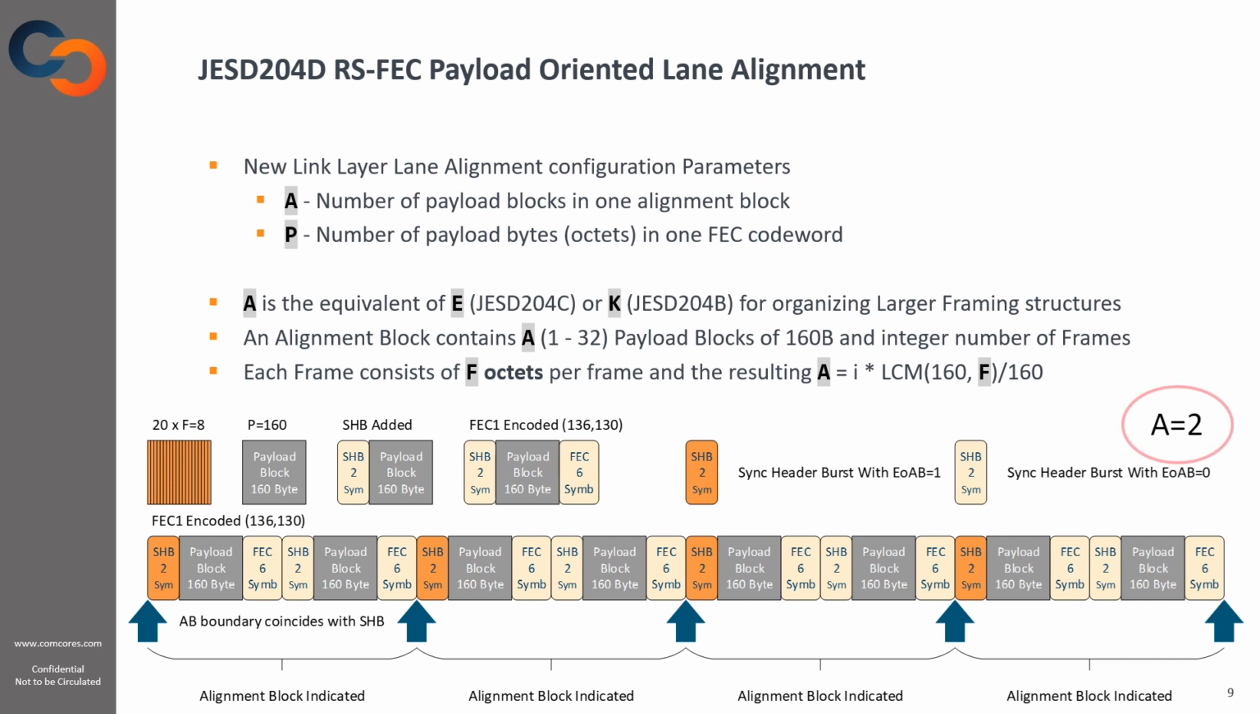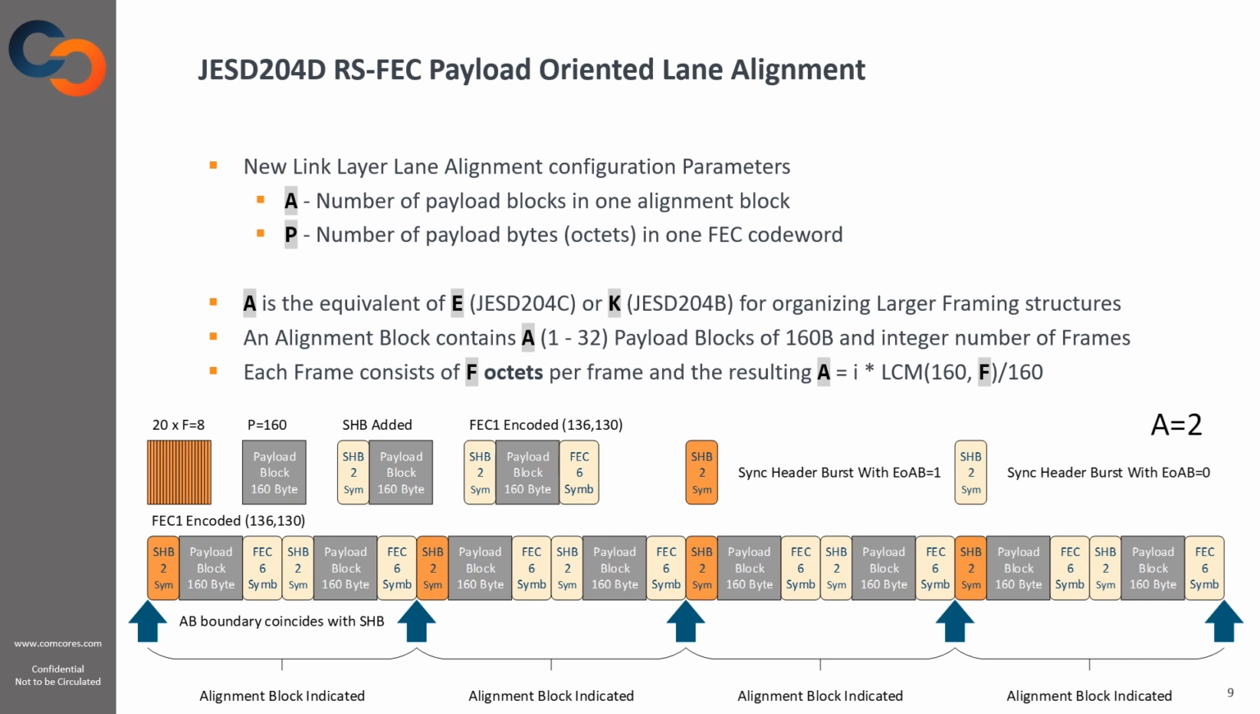In the figure below, A is set to 2, and we can see in orange the sync header burst with the end of alignment block indication happening every second FEC code word, as each code word carries only a single payload block and the alignment block consists of 2 payload blocks. The blue arrows show where the alignment block boundaries are indicated by a sync header burst with the end of alignment block indication. So this is a simple example.